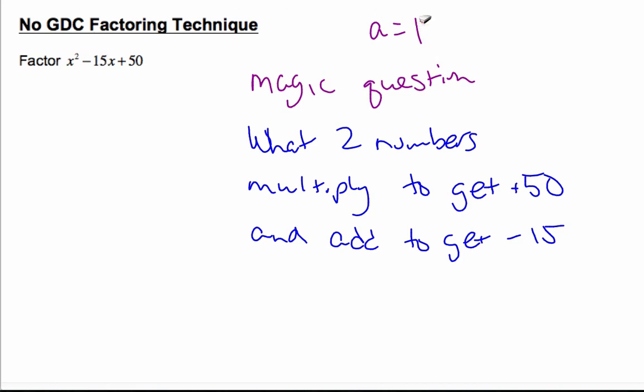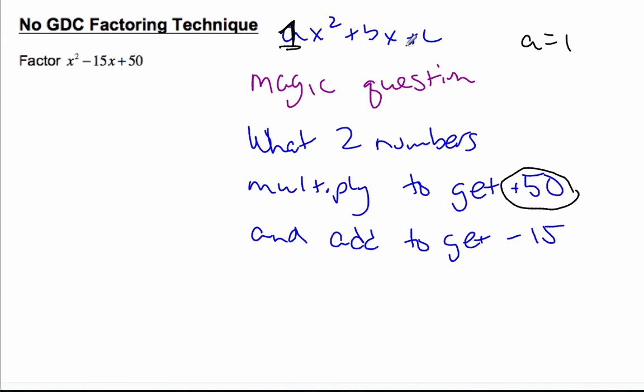Okay, and so when we look at quadratics, I always consider ax squared plus bx plus c. This is the case where a is equal to 1. So this is 1 here. This 50 is c. And negative 15 is b. So what two numbers multiply to get c and add to get b?